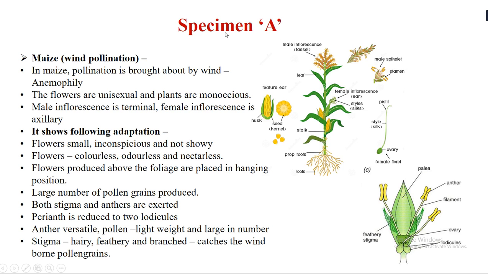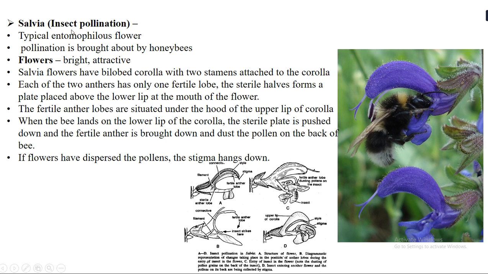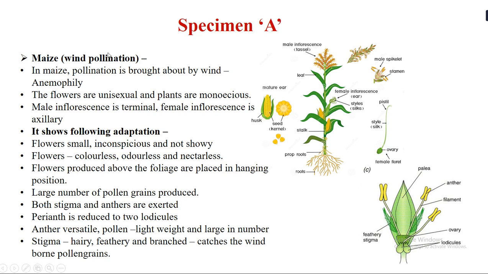Now in spot A or specimen A, there are two specimens. The first one is wind pollination in maize and the second one is insect pollination in salvia. So both these specimens are kept in spot A. Let us first study wind pollination in maize and then we'll go to the next one.